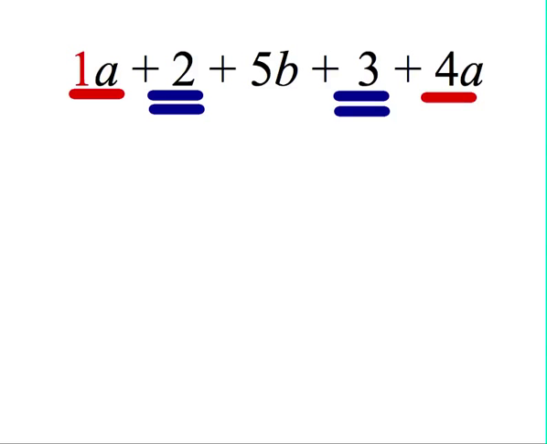It's not necessary, but it reminds us that an a is the same as 1a, so even though we don't normally write the coefficient, we can if we want, and it's a 1. So 1a and 4a is 5a. The 5b comes down because it didn't combine with anything, and 2 plus 3 is 5. And this expression is now simplified.